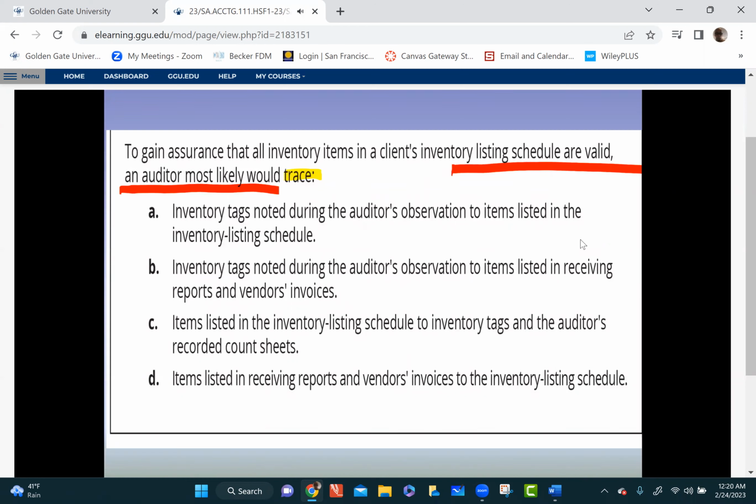Item A, remember we're talking about existence. Inventory tags noted during the auditor's observation, 2 items listed.